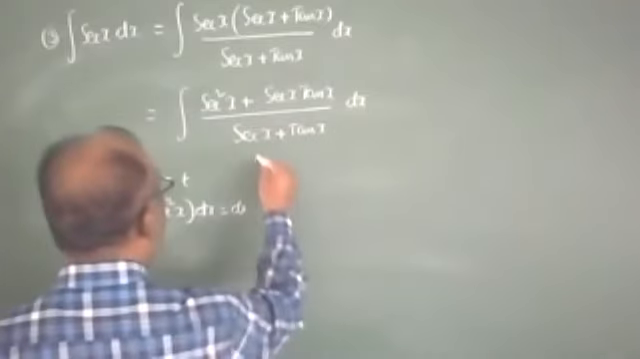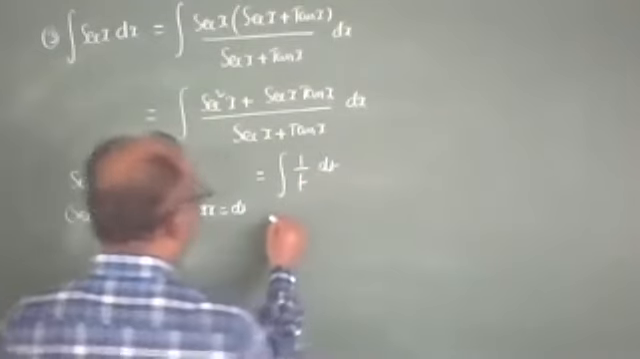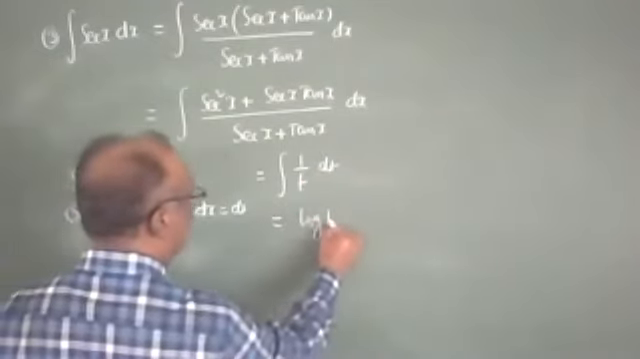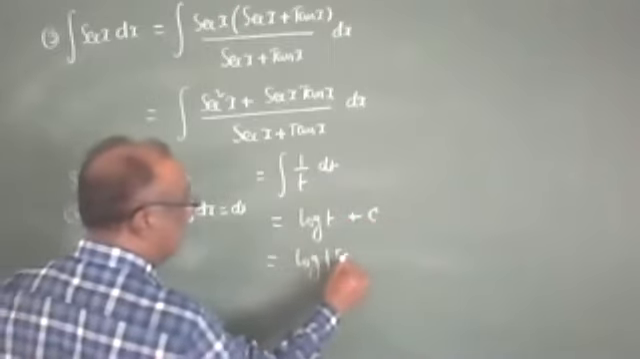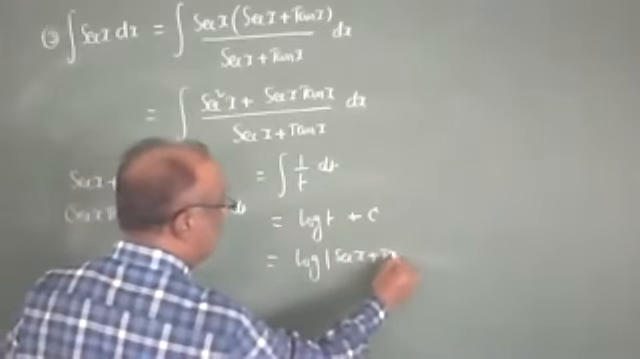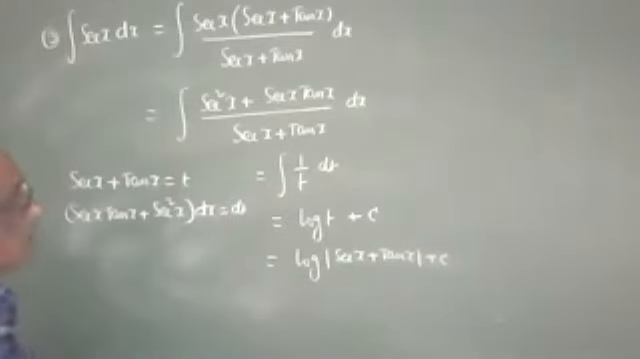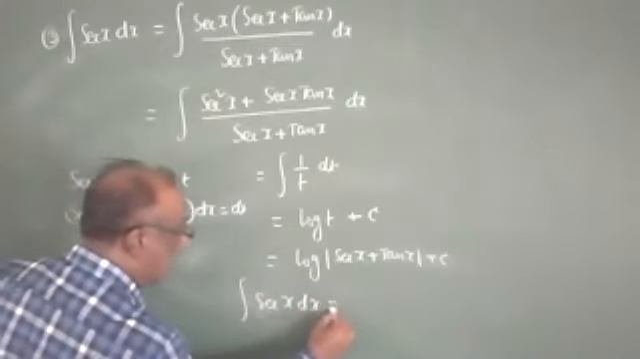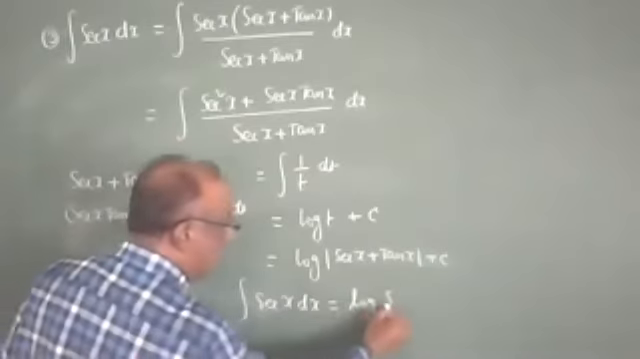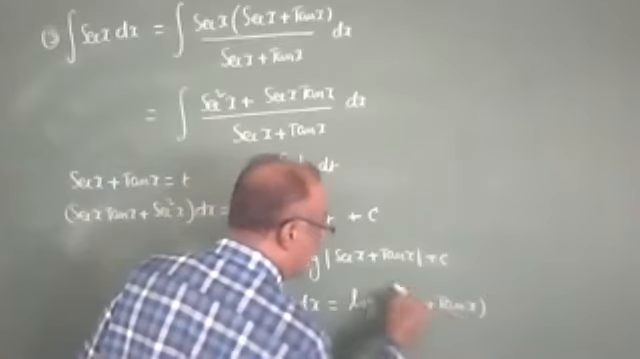Okay, continue everyone. Now substitute, integral of cancel, we get 1 by t into dt. Integration of 1 by t is log t plus c. So log of t means secant x plus tan x, plus c. So the secant x integration formula is over. First write down: integral of secant x into dx is equal to log of secant x plus tan x plus c.